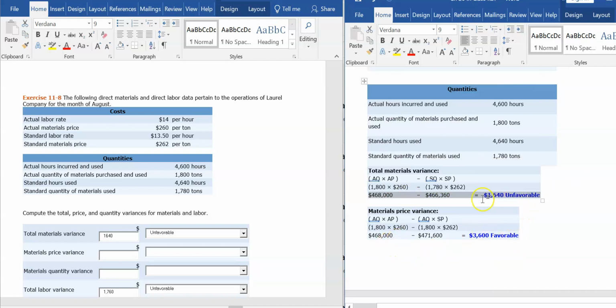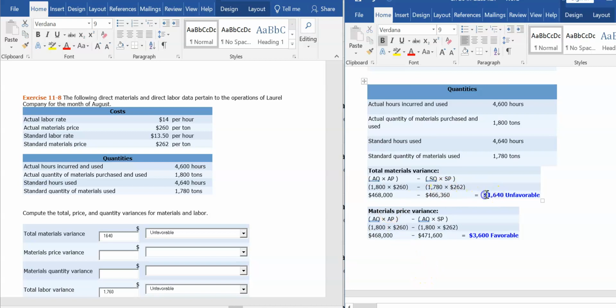$1,640. Now let's take a look at that variance, because the actual costs were greater than the standards. In other words, our actual material costs exceeded what the standard says they should have. The total material variance is $1,640, and it is unfavorable. Why is it unfavorable? Because our actual cost exceeded what the standards or the budget says they should have.